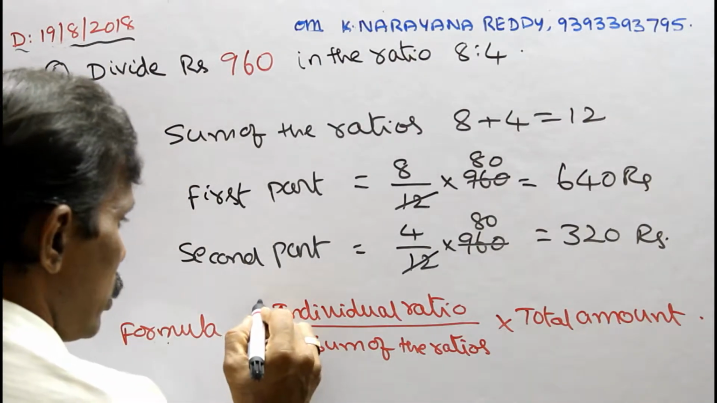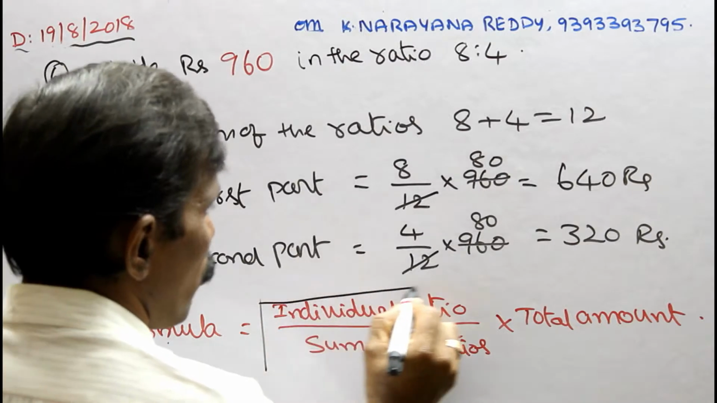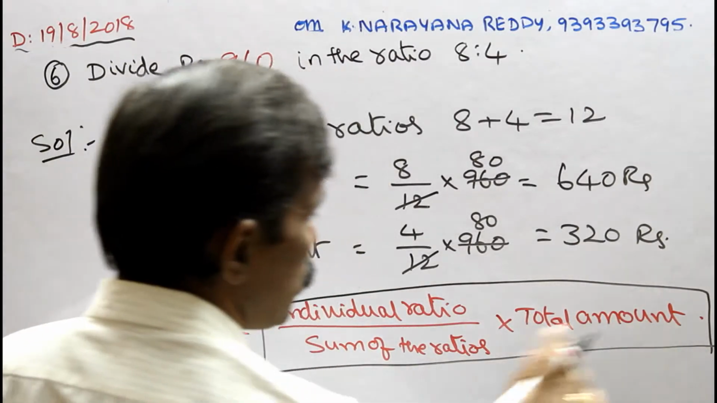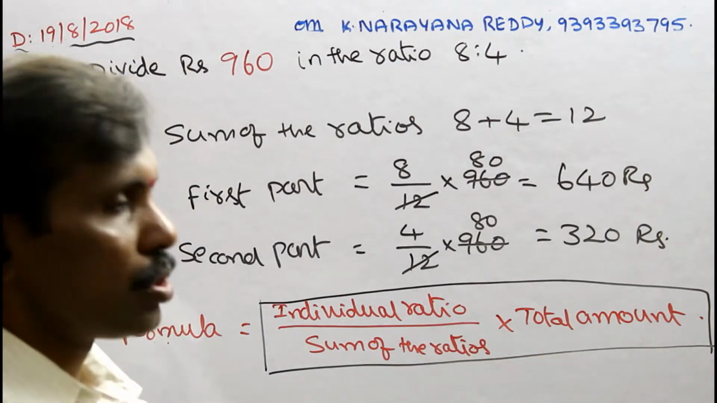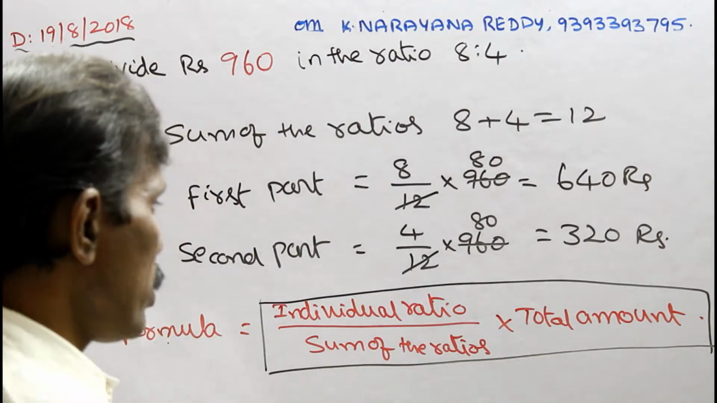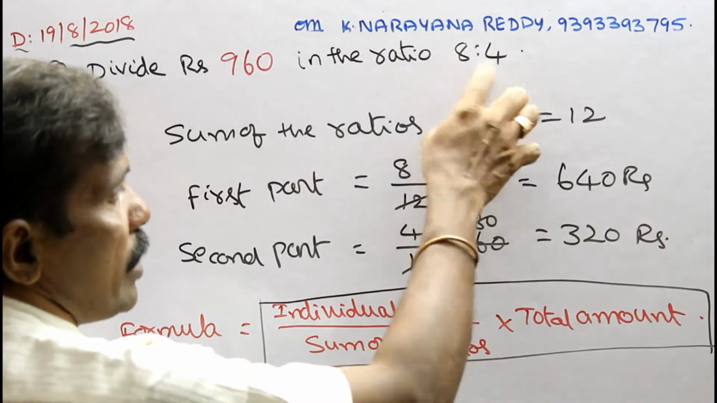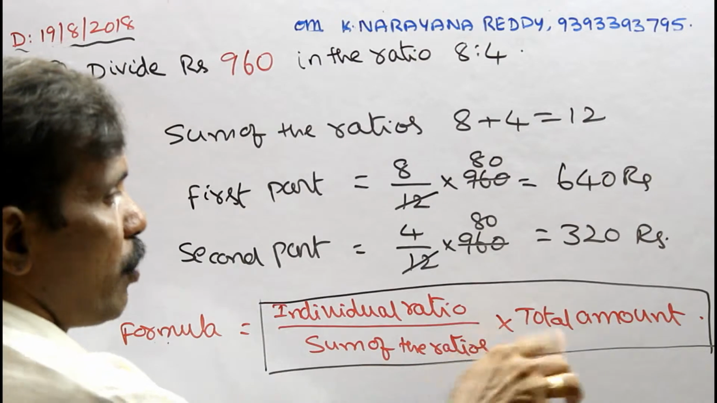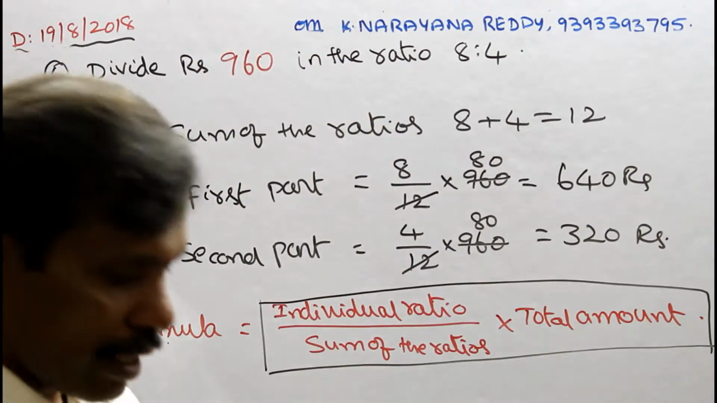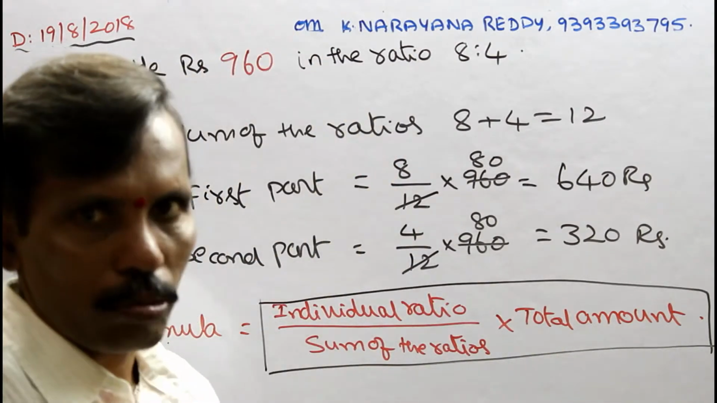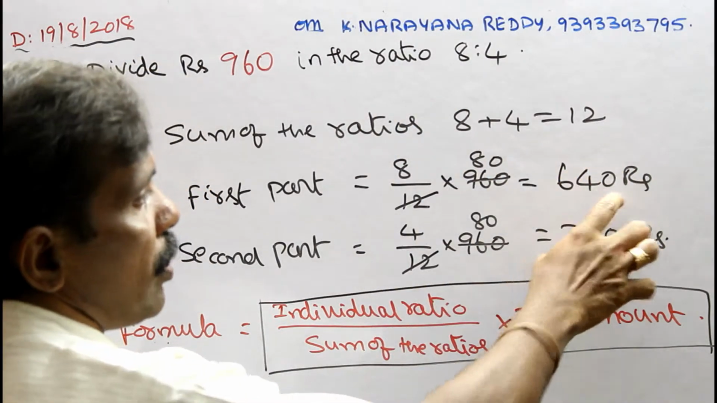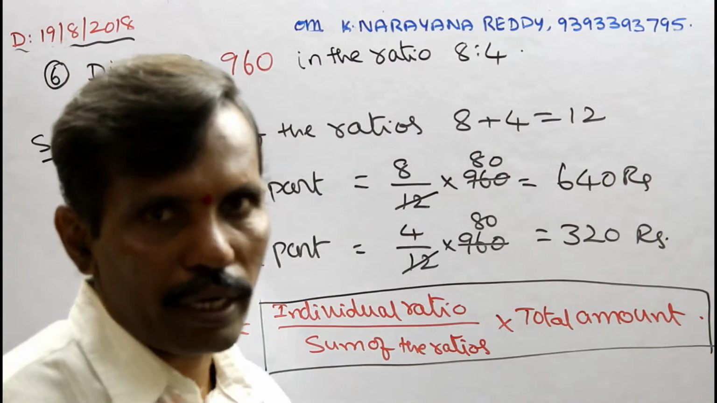So remember this formula for ratio problems, dividing or distribution among the ratios depends on the ratios. Individual ratio means 8 or 4, sum of the ratios will be 8 plus 4, and total amount is whatever is given, 960 or 1000 or 10,000 or 1 lakh, whatever it may be. So in this way you can do the problem. Individual amounts are 640 and 320. That is the answer. Okay.